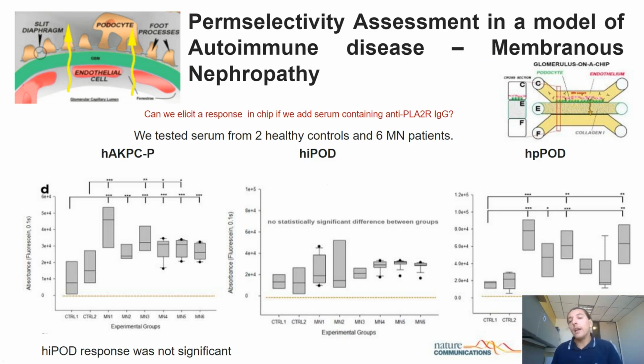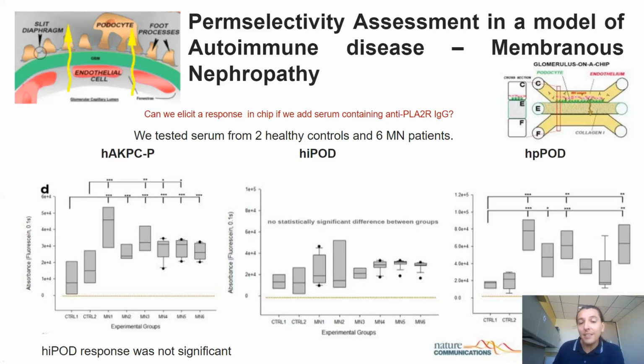When we looked at the functional effect of PLA2R binding on the chip, we found that compared to chips where the sera was coming from healthy controls, the sera from membranous nephropathy patients was able to trigger a response that was leading to albumin loss in the chip. This was true particularly for the amniotic fluid podocytes and the primary podocytes, while the immortalized podocytes were not responding as well. This could be, though, possibly because of the lack of high expression of PLA2R in this cell line.